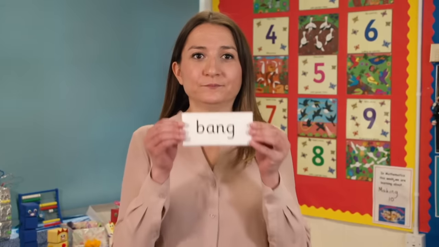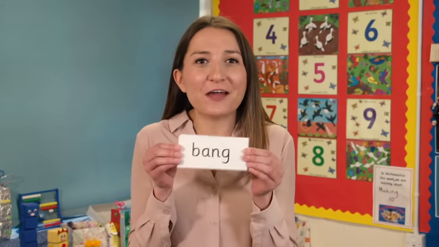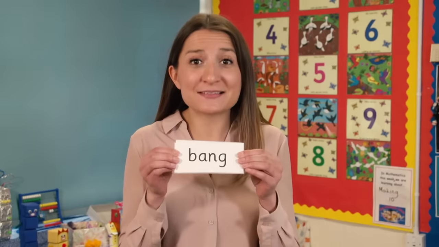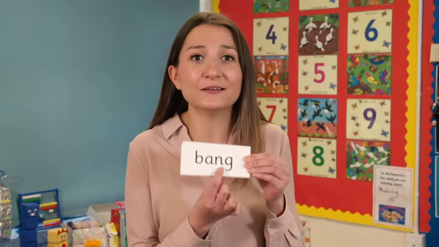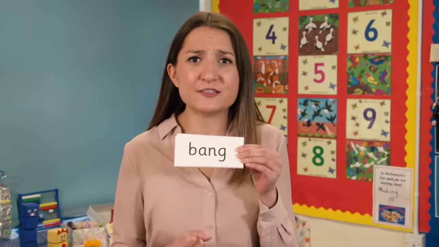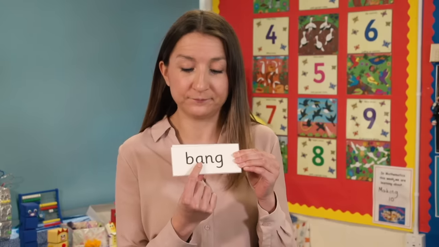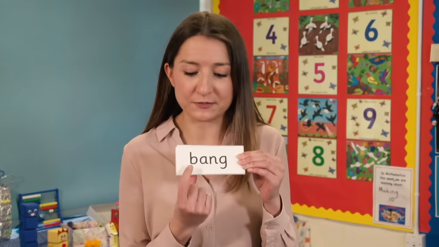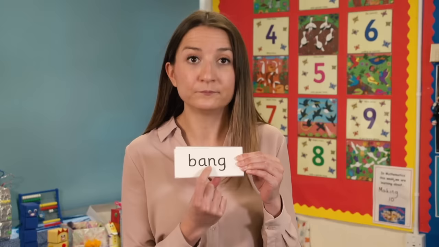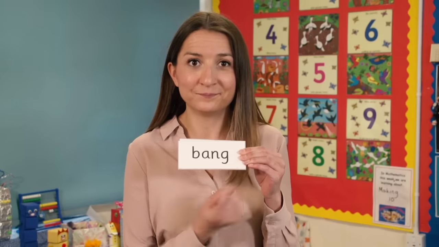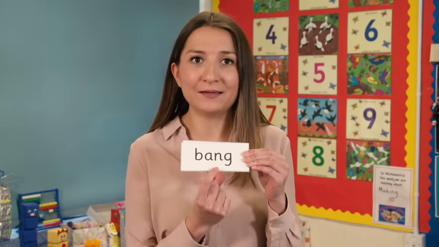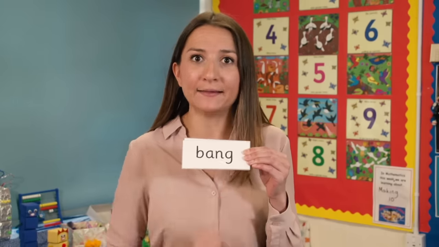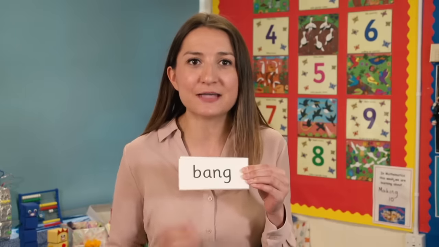Let's read some words with graphemes we already know. Can you spot the digraph? Yes, the digraph is ng. Read each sound as I point. Now, blend and read the word. B, a, ng, bang. A bang is a loud sound.